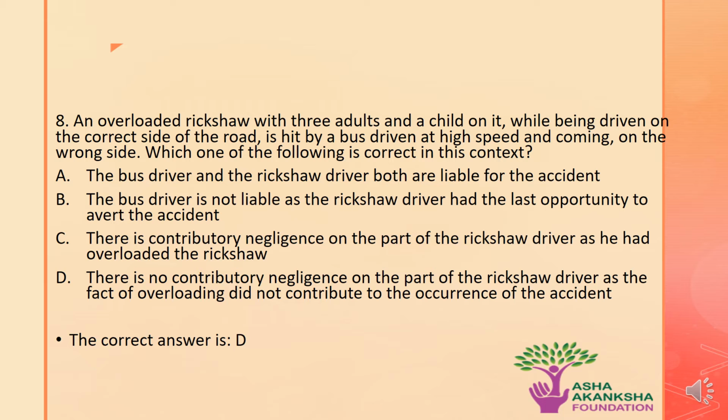The next question is, an overloaded rickshaw with three adults and a child on it, while being driven on the correct side of the road, is hit by a bus driven at a high speed, which was coming on the wrong side. Which one of the following is correct in this context? Option A. The bus driver and the rickshaw driver both are liable for the accident. B. The bus driver is not liable as the rickshaw driver had a last opportunity to avoid the accident. C. There is a contributory negligence on the part of the rickshaw driver as he had overloaded the rickshaw. Or D. There is no contributory negligence on the part of the rickshaw driver as the fact of overloading did not contribute to the occurrence of the accident.